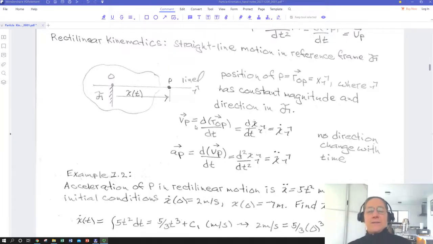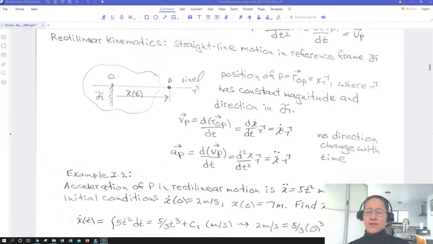So we can take the time derivative of I hat all day long and get 0. It's great. So we can go ahead and take time derivatives of our position and then a time derivative of our velocity, just like the definitions for the general case, and we're going to get something very handy. We'll start with velocity of point P. This is just the time derivative of ROP, and since ROP is x times I hat, we get the time derivative of x I hat, which is just x dot, or dx dt, I hat, because remember, d I hat dt is 0. So x dot I hat, and likewise with acceleration.